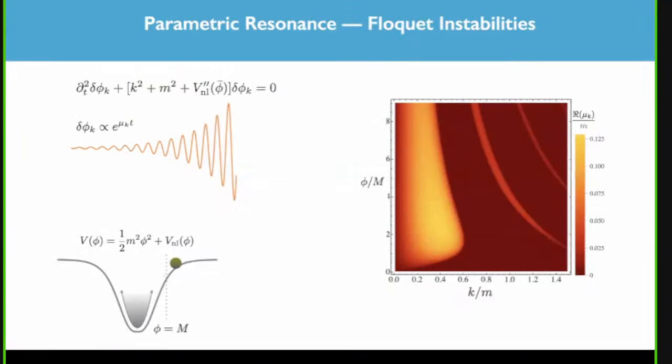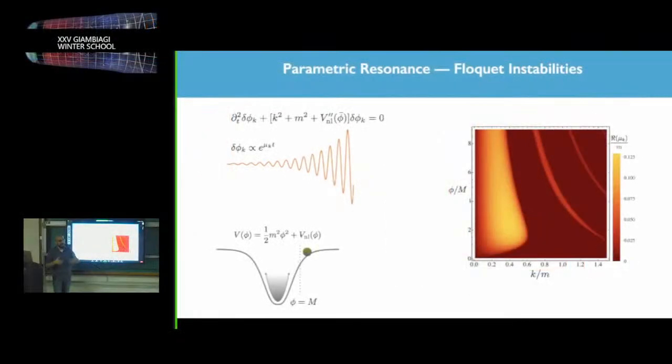So it turns out that the equations for fluctuations have a time-dependent frequency coming from the oscillations, and that's what causes this instability. Okay, so it's a parametric resonance type instability. And it doesn't happen if the potential is purely quadratic. You need some shape to the potential for this to happen.